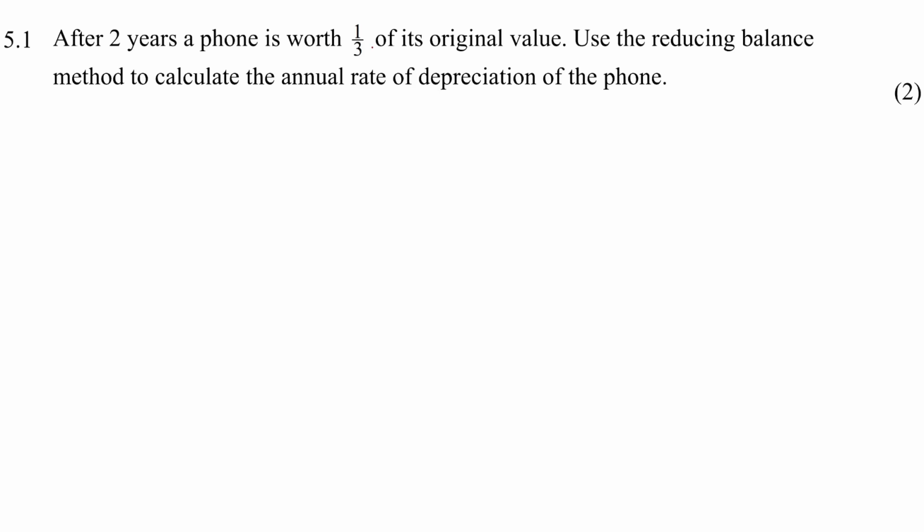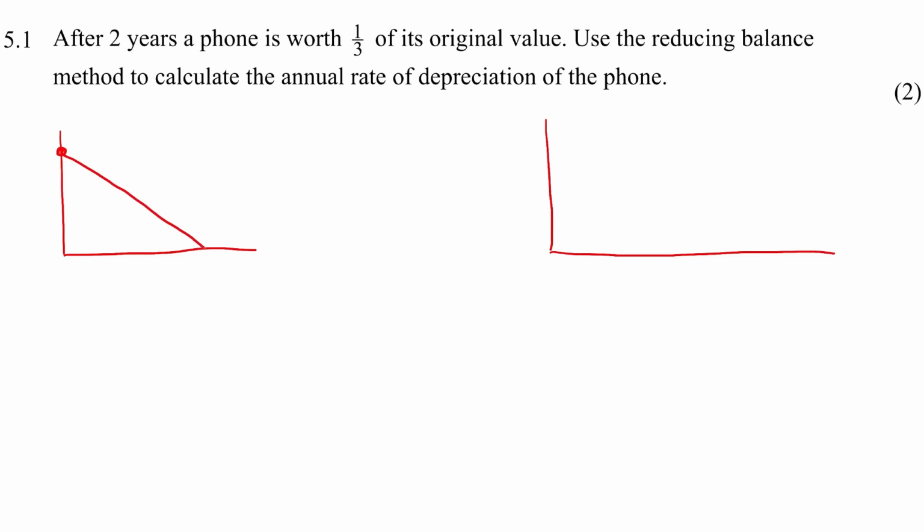After 2 years, a cell phone is worth 1/3 of its original value. Using the reducing balance method, calculate the annual rate of depreciation. Very easy, straightforward. We know that in life, the items that you own will become less in value because of something called depreciation. They can either become less in value as a straight line like that, or they can become less in value by going like that. So this one is called the straight line method, and this one is the reducing balance. Okay, so they've asked us to use this one.